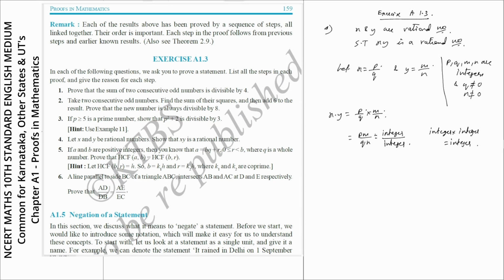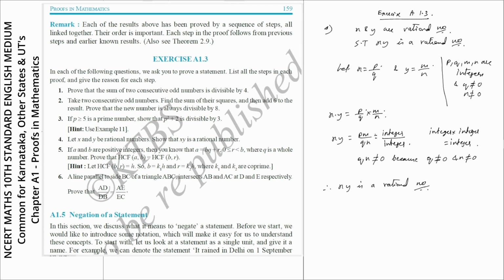So now again, by definition, xy is integer by integer, which is a rational number. Also q into n is not equal to 0 because q not equal to 0 and n also not equal to 0. Product of two numbers which are not 0 is not 0. So q into n is something but not 0. Therefore according to the definition of a rational number, xy is a rational number because numerator is an integer, denominator also is an integer, and denominator is not equal to 0.